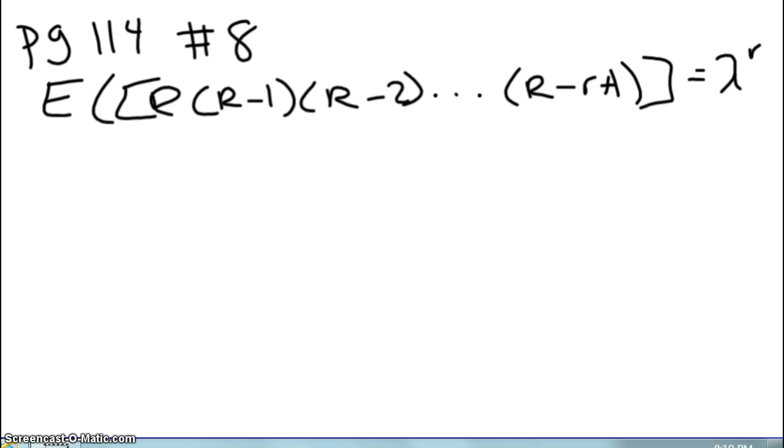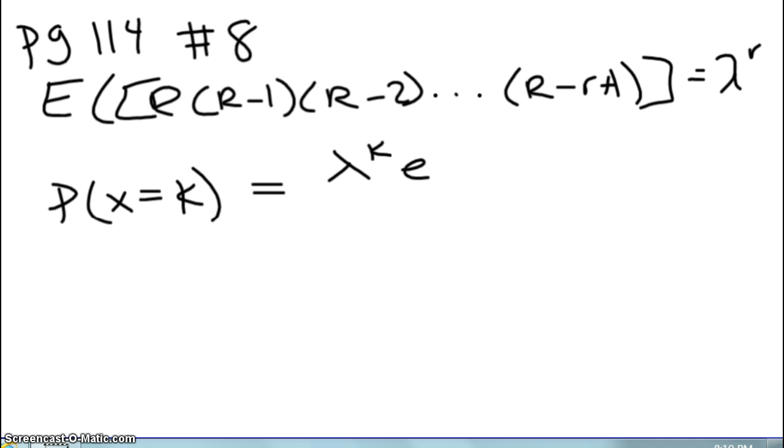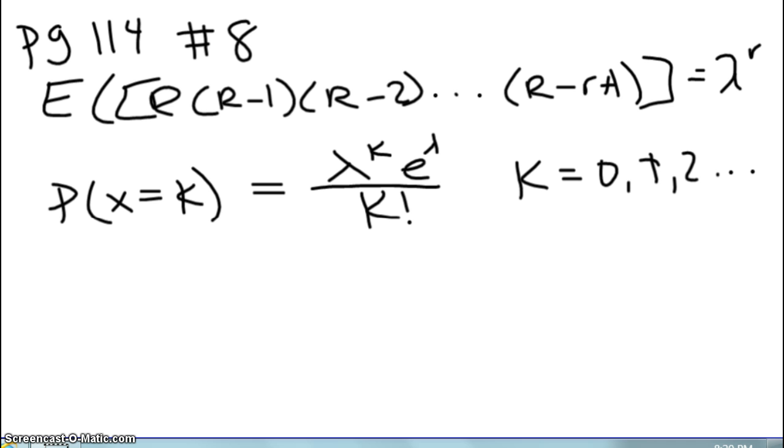So what we have to know is that if a random variable x is Poisson, we have the probability of x equals k is equal to lambda to the k, e to the negative lambda, over k factorial, for k a non-negative integer: 0, 1, 2, and so on.